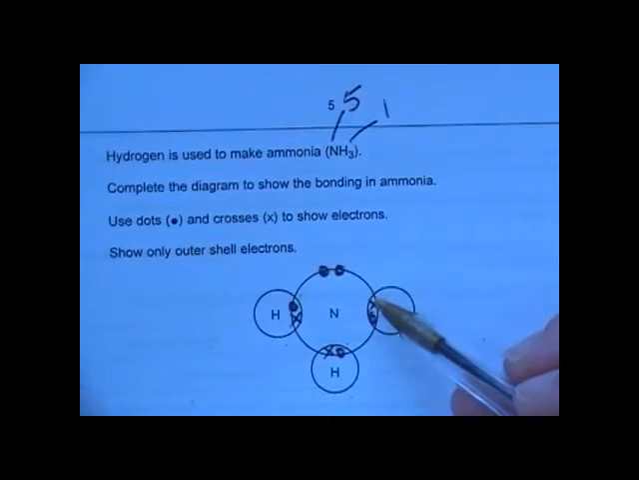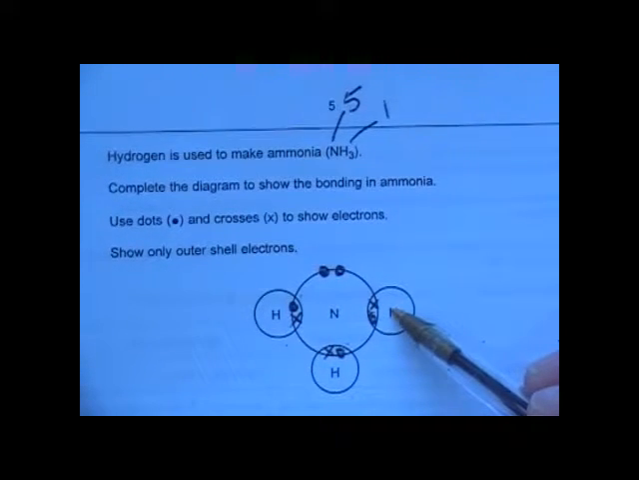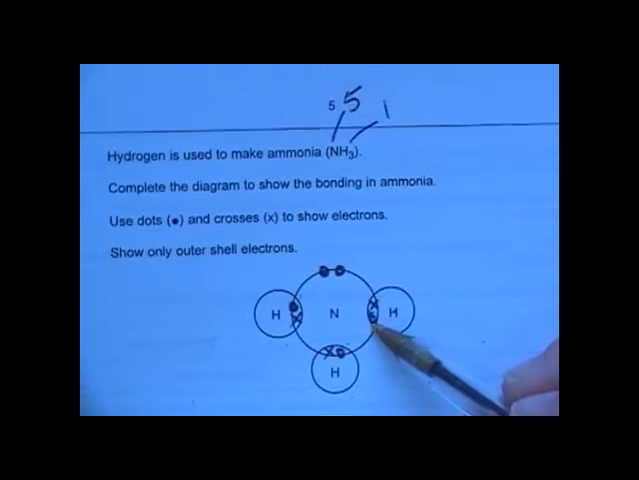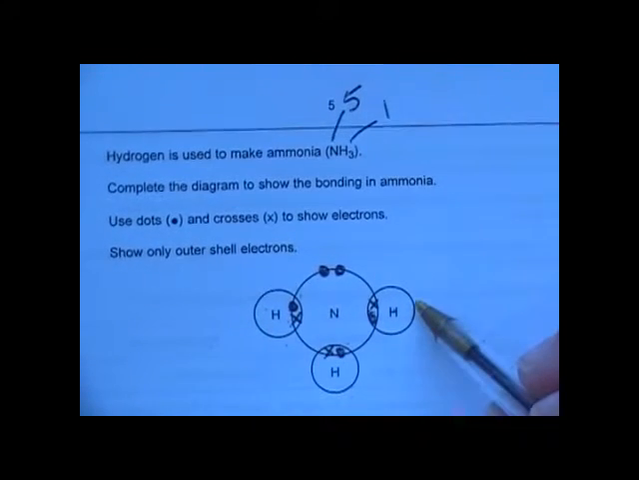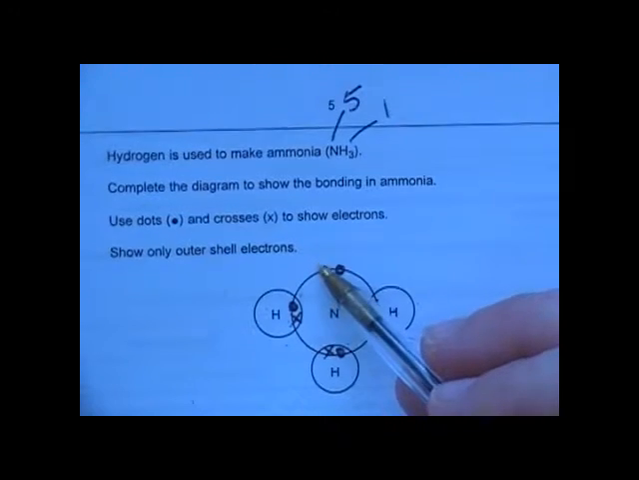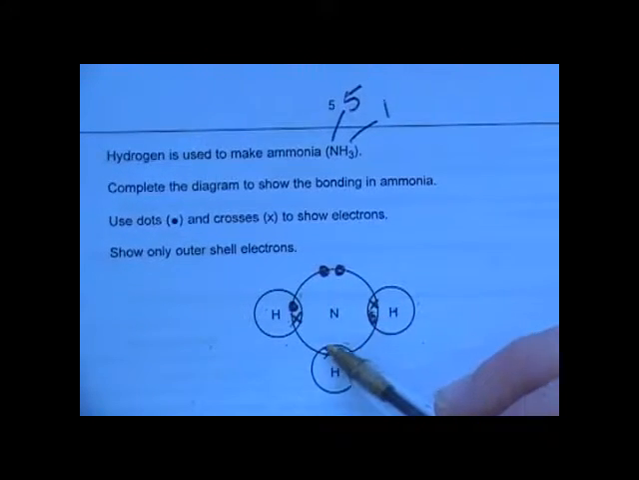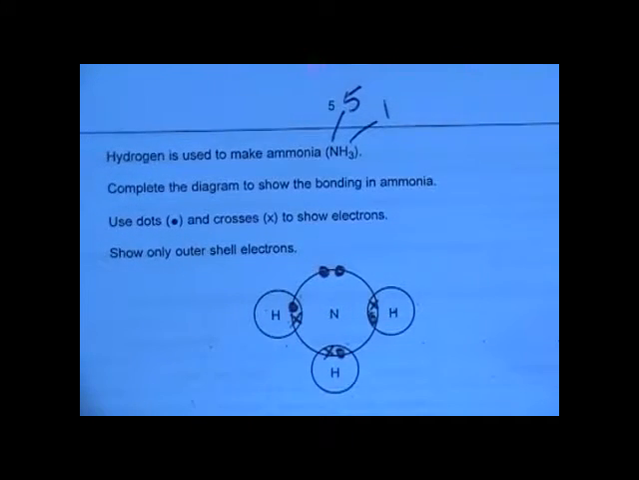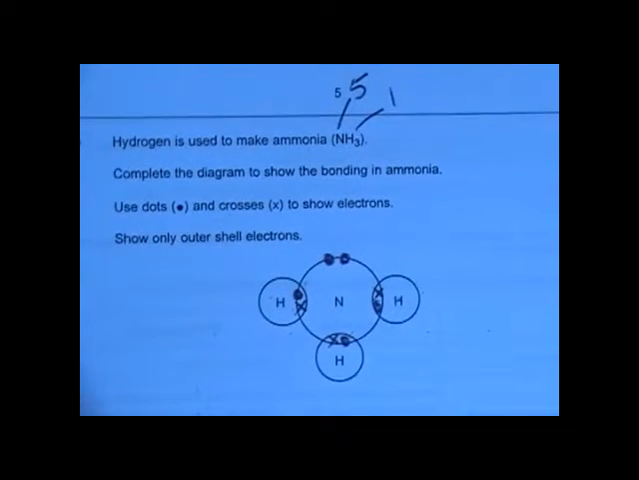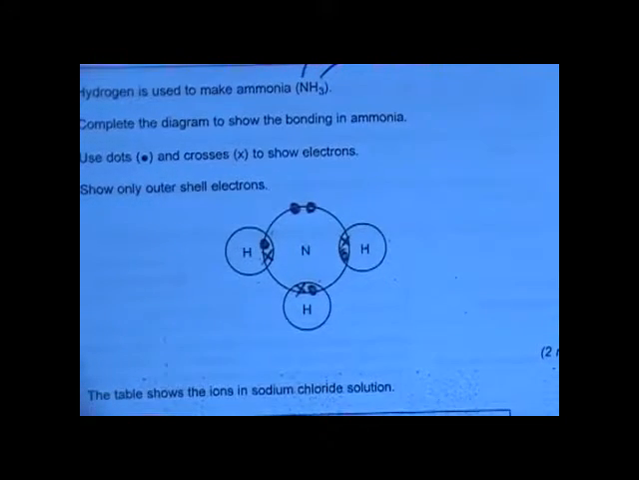If I look at that now, hydrogen wants 2 electrons to have a full outer shell, so there's 2 there, 2 there, 2 there. So each of these hydrogens are happy. And with nitrogen, 1, 2, 3, 4, 5, 6, 7, 8, and now nitrogen is happy. So now we have a complete and balanced covalent bonding diagram, and you would get 2 marks for that.